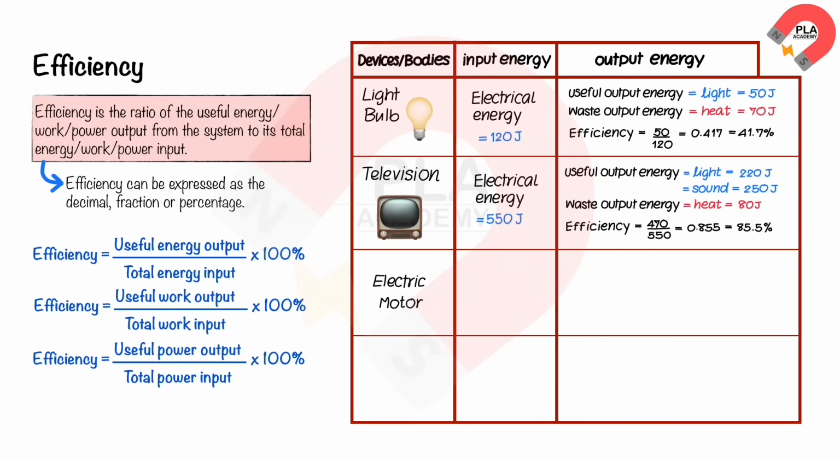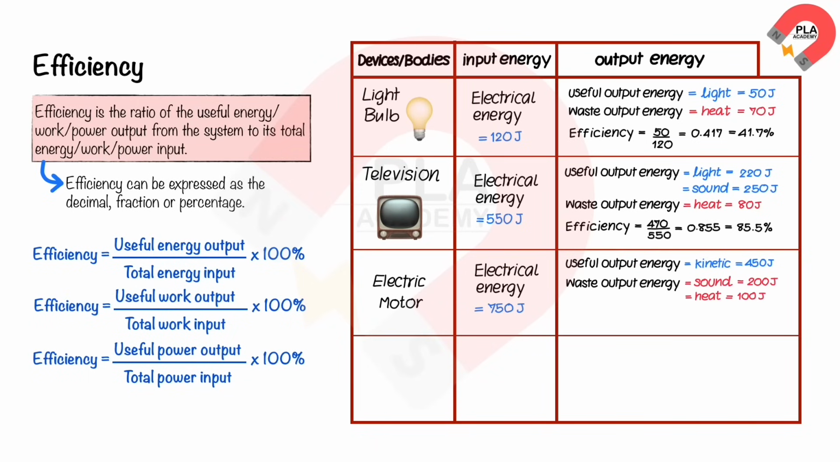Electric motor. The electrical energy input is 750 joules. The useful output energy is 450 joules for kinetic energy. The waste output energy consists of 200 joules for sound and 100 joules for thermal energy. Therefore, the efficiency of the electric motor is 450 divided by 750, which is equal to 0.6, or 60%.